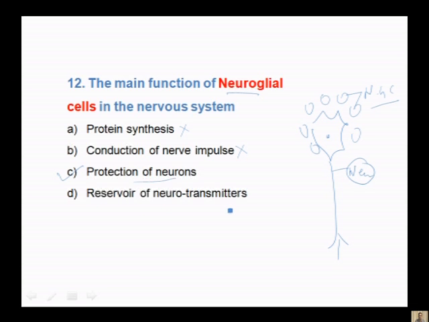Reservoir of neurotransmitters. Neurotransmitters are the chemicals which are present in the postsynaptic end, and help in the transfer of nerve impulse from one nerve ending to another. So the answer for this question is option C.